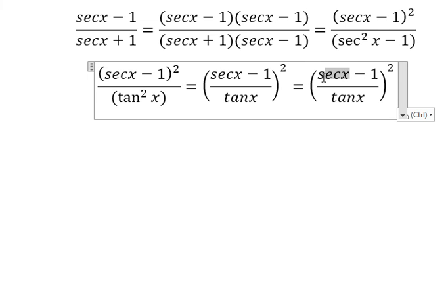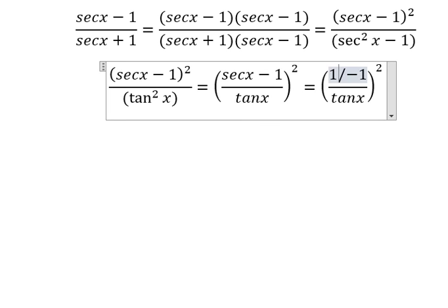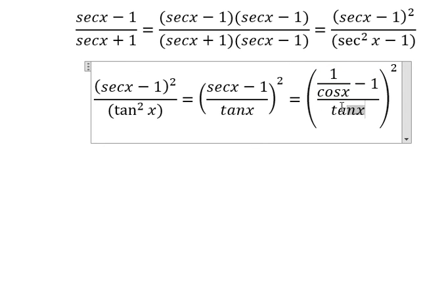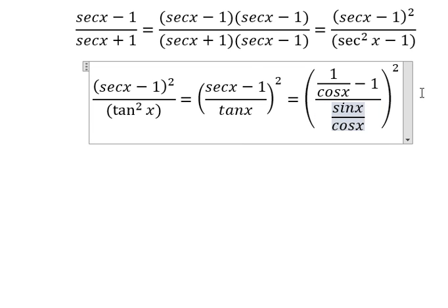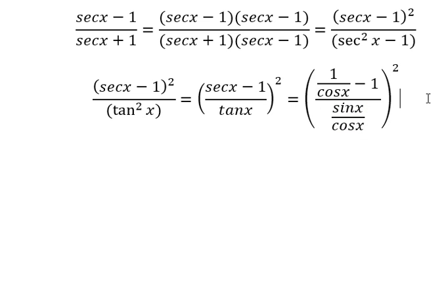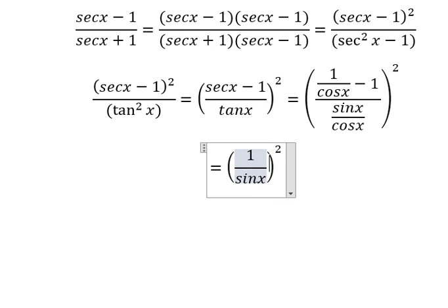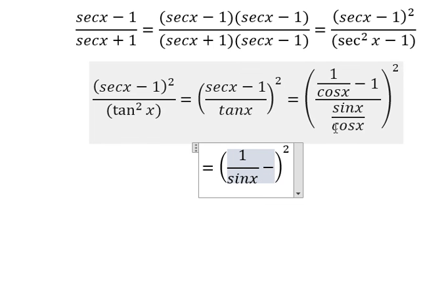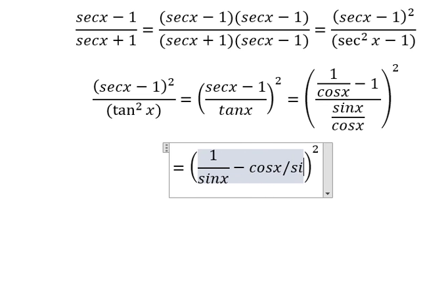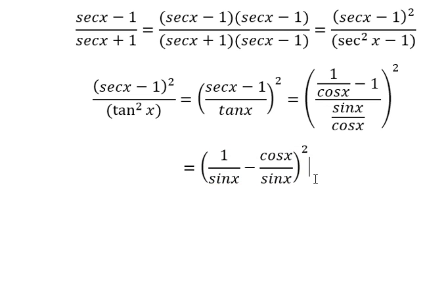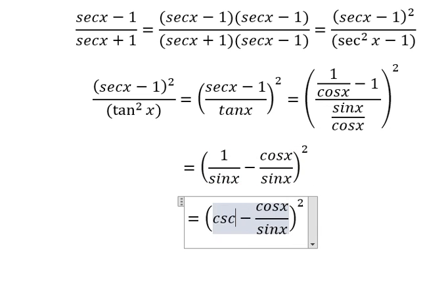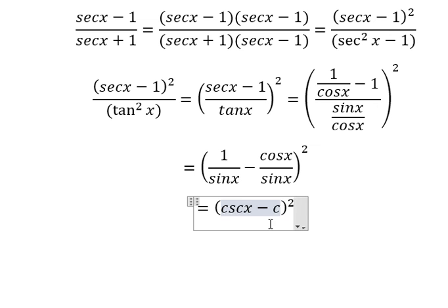So secant of x, that's about 1 over cosine x. Tan x, that's about sine x over cosine x. So if we simplify 1 over cosine x with cosine x, we simplify and we got about 1 over sine x. 1 divided by sine x over cosine x, we have cosine x over sine x. This one we have cosecant of x. This one we have cotan x.